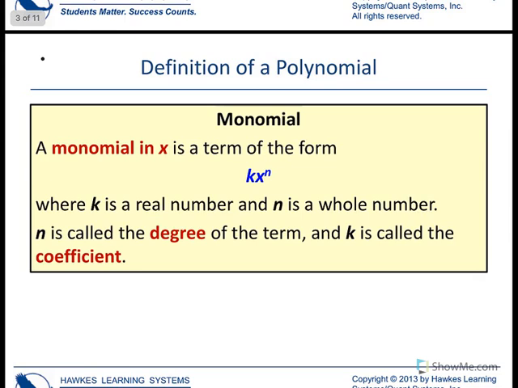So a monomial is just a term of the form kx^n, where k is a real number and n is a whole number. And n is called the degree, which is super important. The degree of the term tells you what type of polynomial you're dealing with. k is called the coefficient. So the coefficient is whatever comes before the variable.